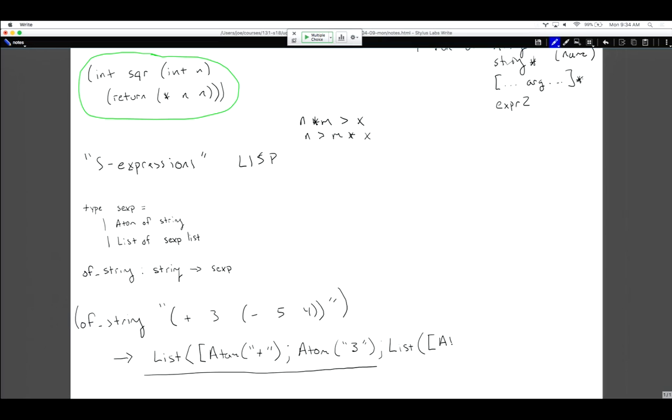Okay? So it's going to be atom of the minus sign, atom of the 5, and atom of the 4.